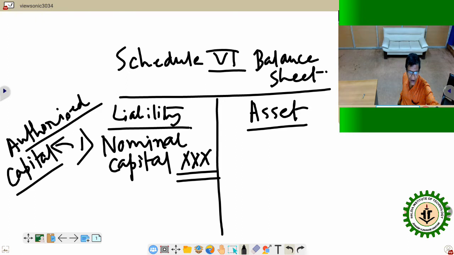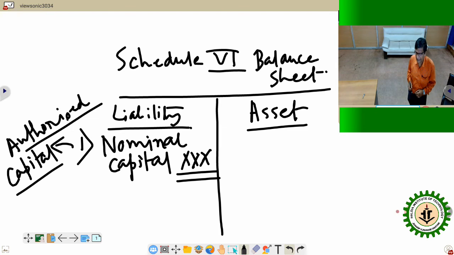That means it is that level of capital beyond which the company cannot raise its capital base. Again, I am repeating, it is that level of capital beyond which the company cannot raise its capital base. Say authorized capital is 5 crores for any company. Obviously the company cannot raise its share capital more than 5 crores.